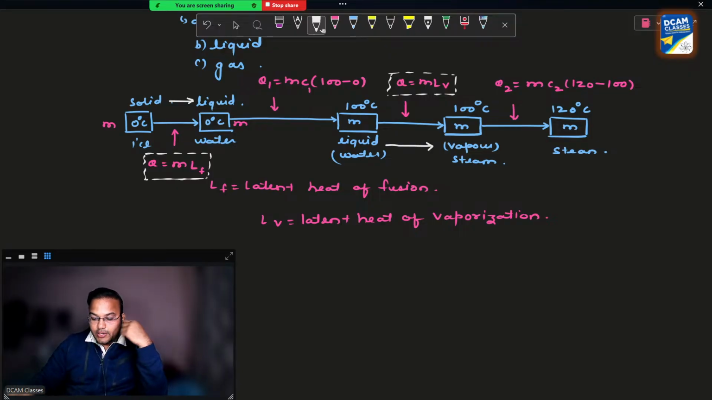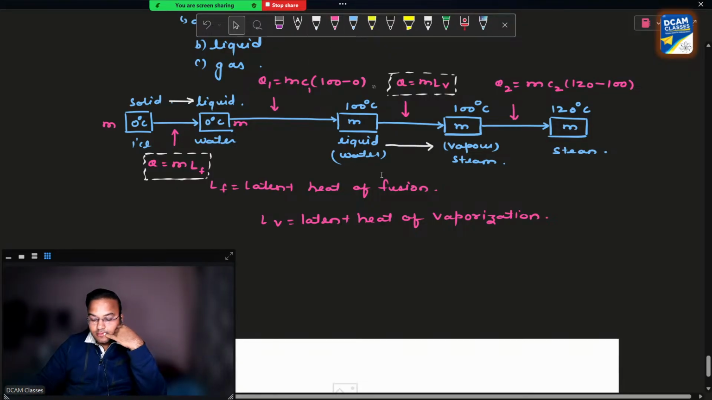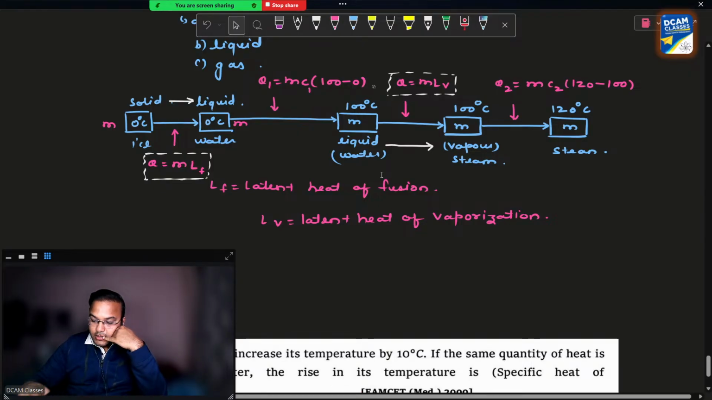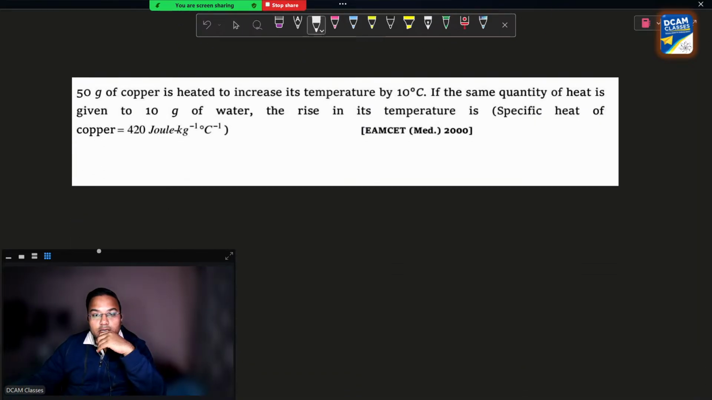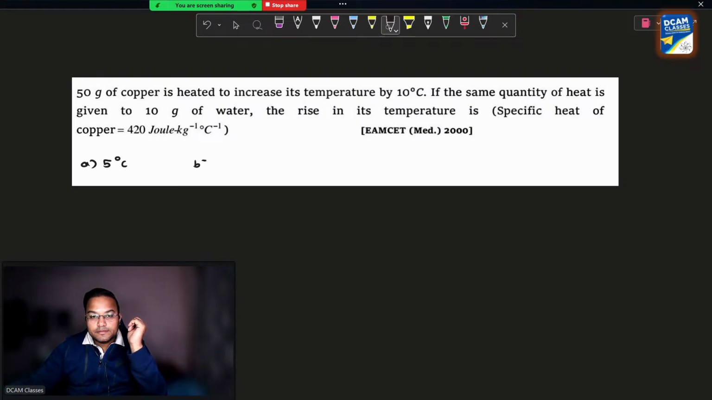Now try solving this easy question. It's not a difficult one, just the basic one. I'll give you the options also, they are not given actually. Concepts are not given, options are not given. 5 degrees Celsius, 6 degrees Celsius, 7 degrees Celsius, 8 degrees Celsius.